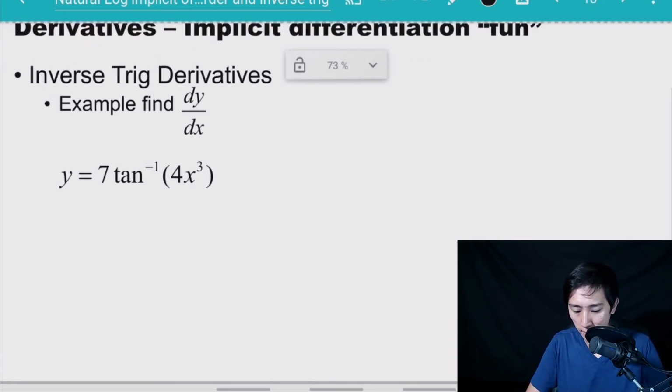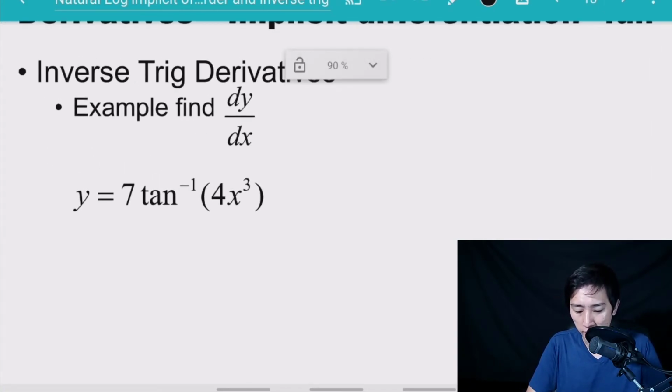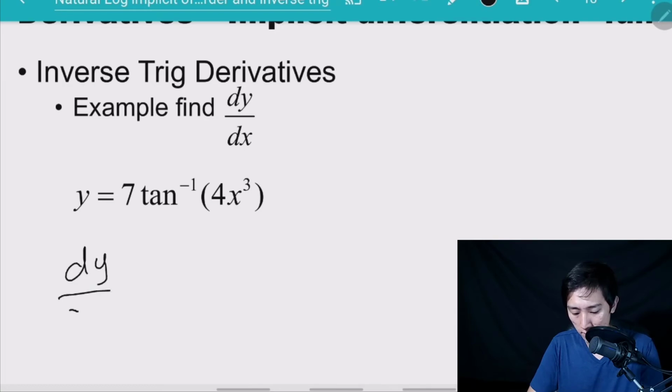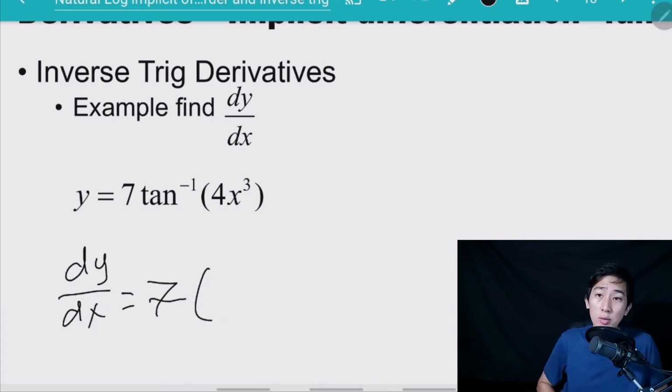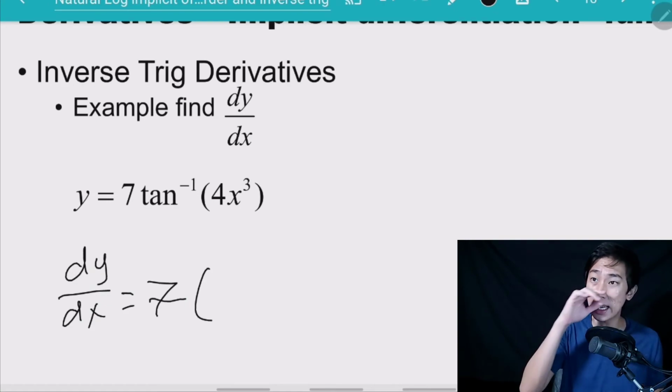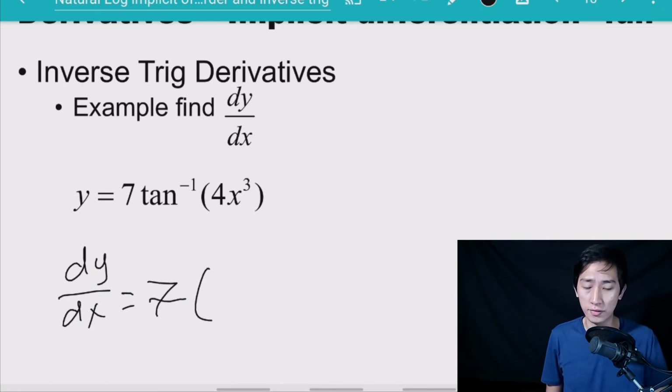So let's play around with this now. Let's find the derivative. Let's find dy/dx of y equals 7 tan inverse of 4x cubed. So now all we're going to do is say dy/dx equals 7 times... and this is chain rule because I have a function 4x cubed inside of my function. So we deal with the outer function first.